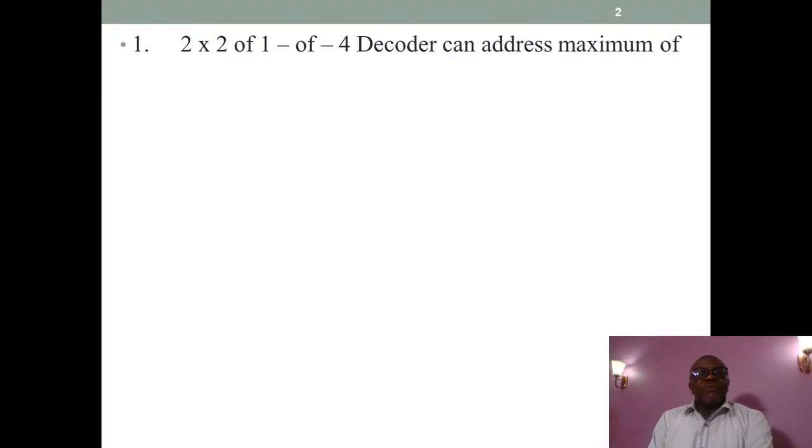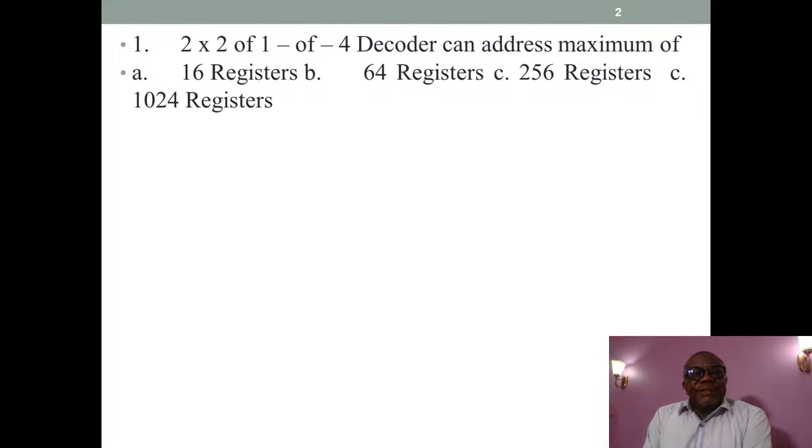Question 1: a 2x2 of 1 of 4 decoder can address a maximum of how many registers? A, 16 registers, B, 64 registers, C, 256 registers, and D, 1024 registers. Now, say the answer is A. How did we come about the answer being A?